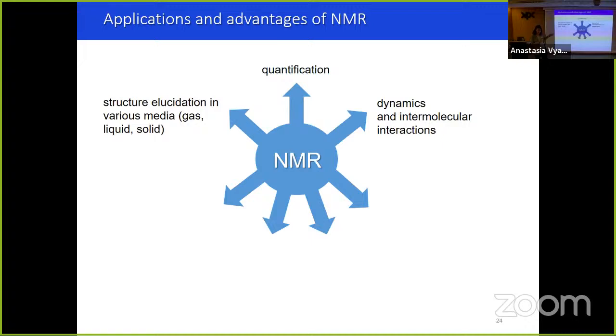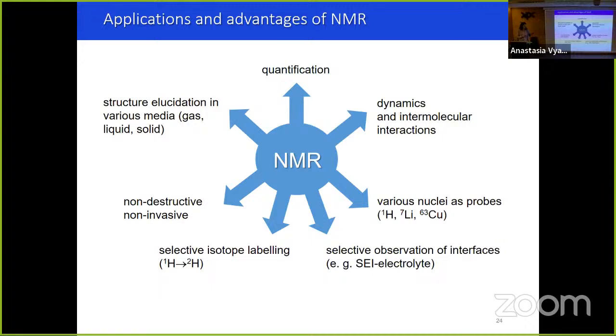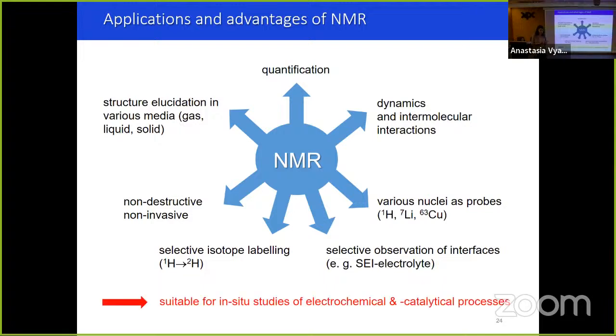NMR is a quantitative technique, therefore we can extract quantitative structural information. Not only structure, but also dynamics and intermolecular interactions can be probed. The method is non-invasive, and we can, for example, apply selective labeling to get more information about structure. As I mentioned, we can study interfaces and probe different nuclei within one sample. All these advantages provide a good background for using NMR in situ.